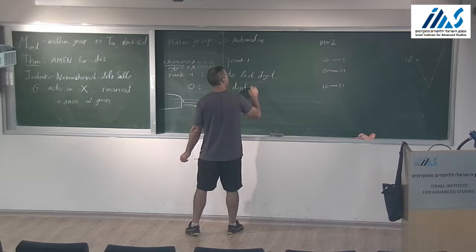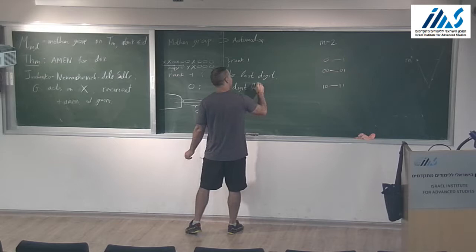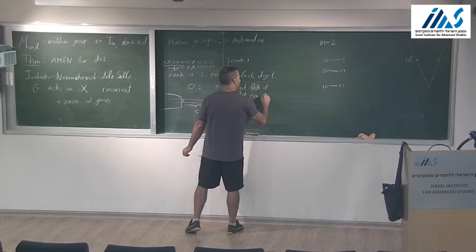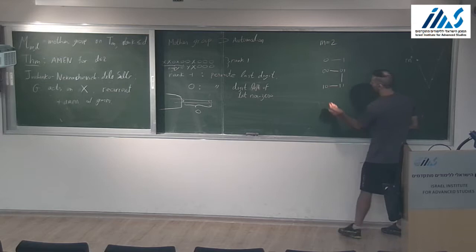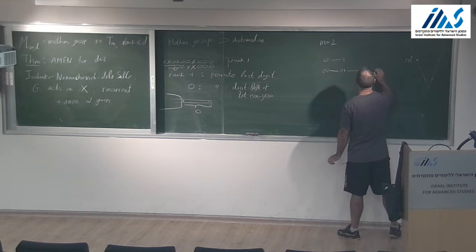Okay, so let's write left of the last non-zero. So the generator of rank 0 connects this. So the graph is just a path of length 3. But in order to go forward, let's write it like this.